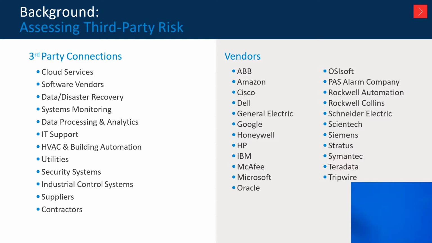Okay. So some of those connections would include cloud services we see today all the time, software vendors that provide information and technology that you operate inside your plant, disaster recovery solutions, IT support, utility information, just your security systems in general, industrial control systems, etc. Lots of different reasons for those connections, all legitimate, and then lots of different vendors that are supplying that information. So like your Rockwell Collins or your GE or Cisco, etc. So lots of different connections, lots of different vendors providing those connections or utilizing those connections for many different reasons.